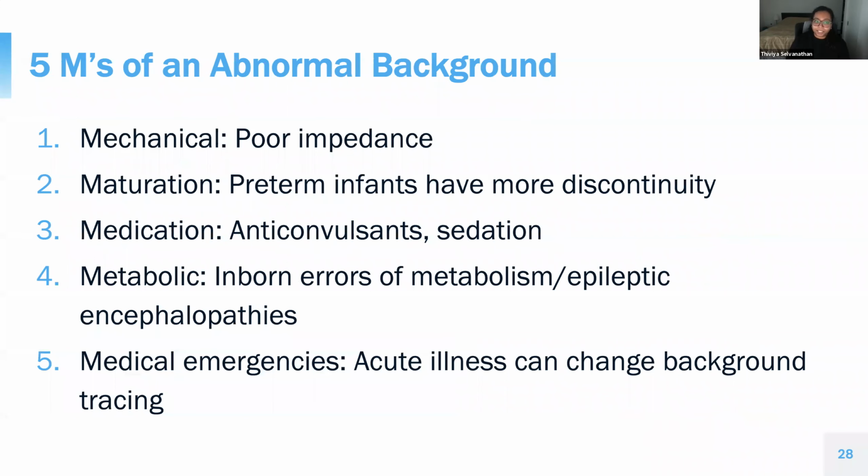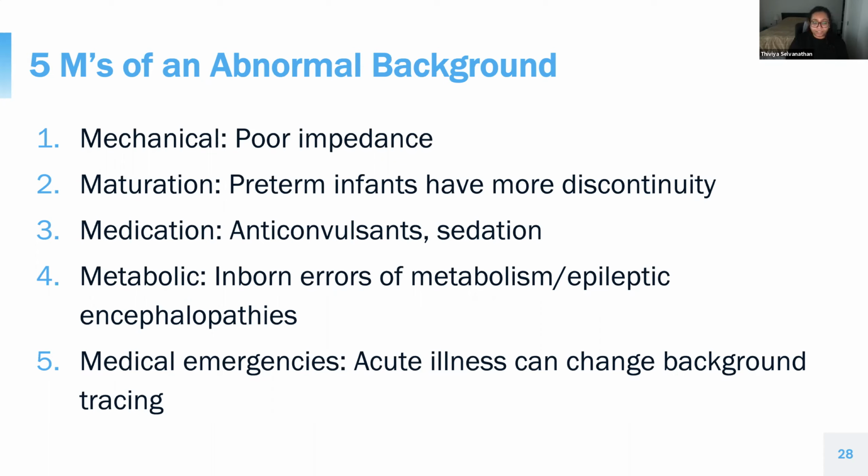So there are a few things we need to think about when we see an abnormal background, and we refer to these as the 5 M's. So the first is mechanical factors. For example, you could have poor impedance of your electrode that is causing a pattern that mimics one of these abnormal background patterns. It's also important to consider the maturation of the baby because preterm infants can have more discontinuity, and that is considered normal based on their gestational age.